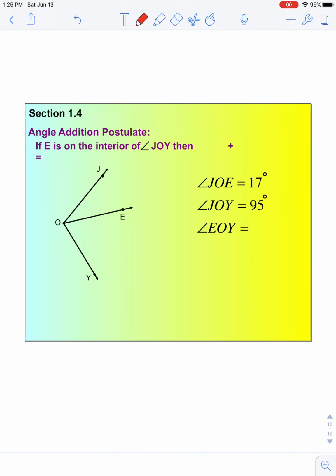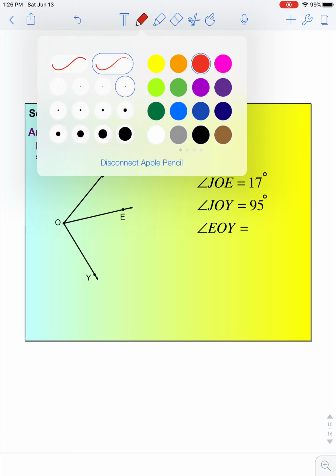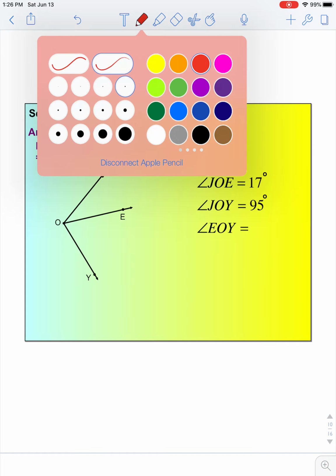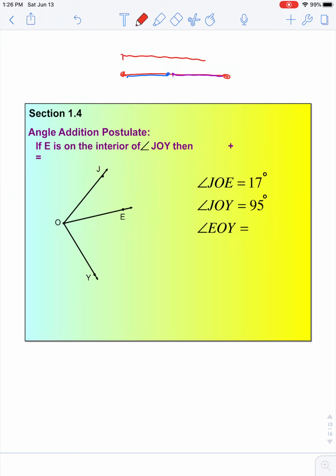All right, so let's look at some of the postulates that are related to angles. One is the angle addition postulate. And this is so similar to segment addition, where we said, if we have this larger segment and we have another point on here, this blue segment plus this purple segment is going to equal that whole original red segment.